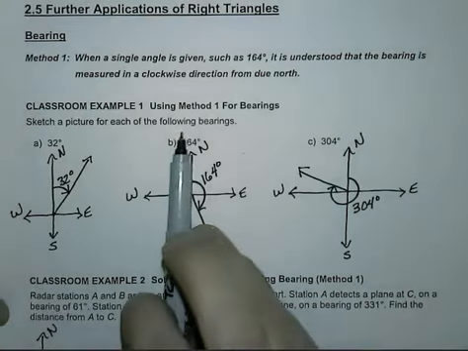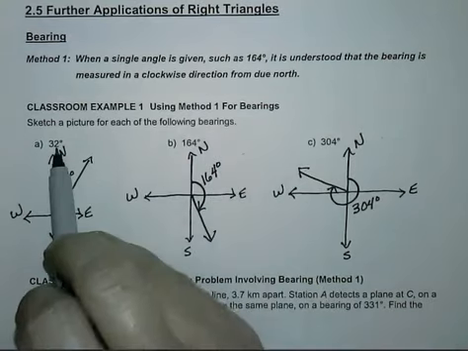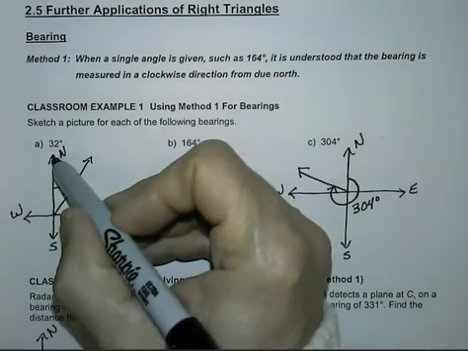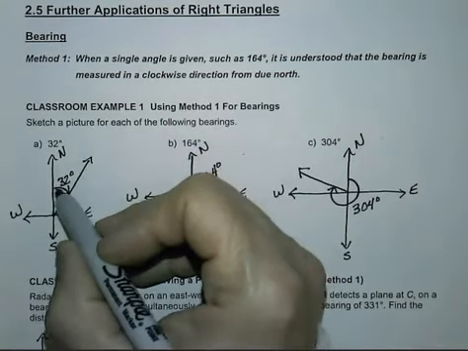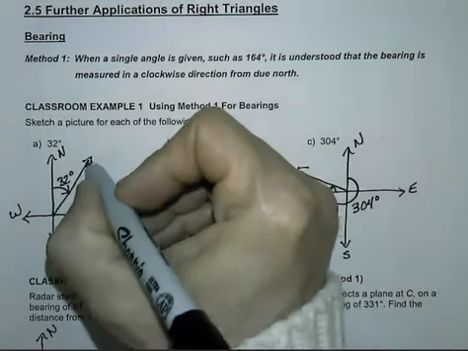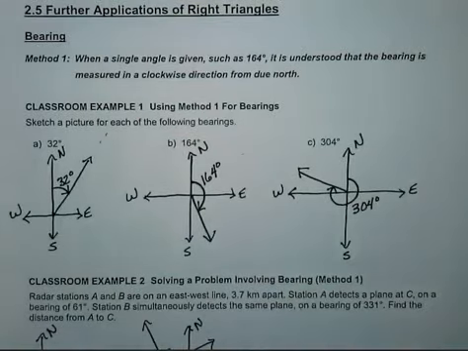Here are some examples of using method 1 for bearings. If we have a bearing of 32 degrees, that means we're going to start from due north and we're going to go clockwise 32 degrees. So that gets us to right here. The direction we'd be going would be this direction.